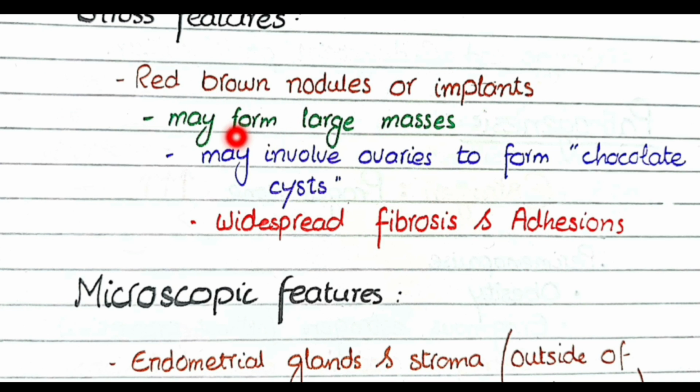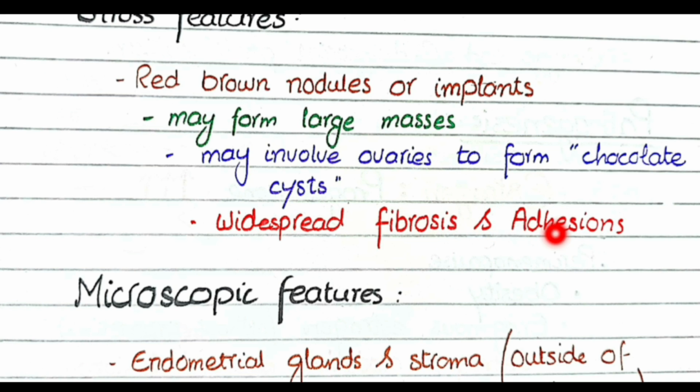Sometimes these nodules grow to form large masses, and sometimes this endometriotic tissue involves the ovaries and converts them into brown-colored masses. These brown-colored masses are known as chocolate cysts. And lastly, you can see widespread fibrosis and adhesions.